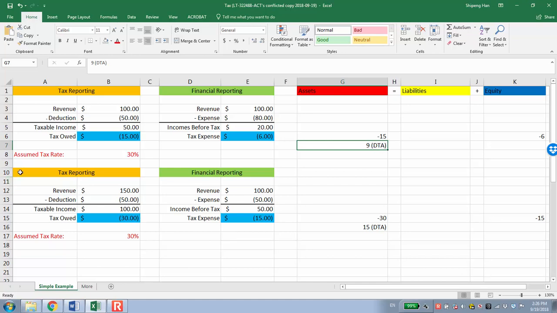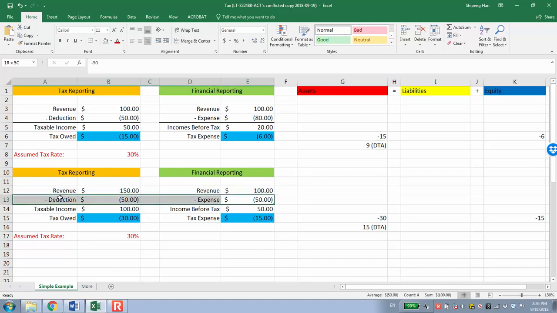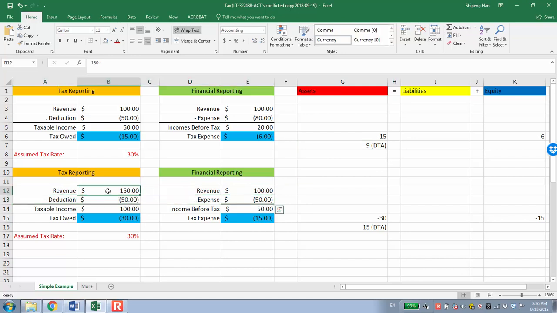Another example is basically similar. I assume the expense is the same as the deduction. The only difference is tax revenue and financial revenue. Because expense equals deductions, tax revenue is greater than the financial revenue. The difference is $50. This will result in the taxable income being greater than the income before tax. Finally, tax owed is greater than tax expense.